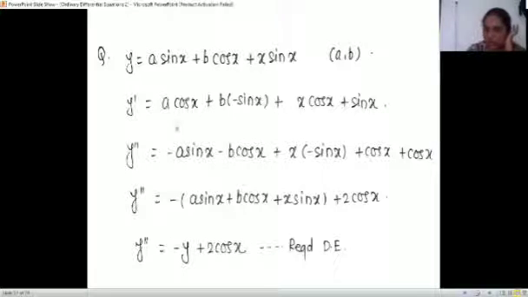Again differentiating, so derivative of cos is minus sin, sin and cos as it is, then u into v, x into minus sin plus cos, derivative of x is 1 and derivative of sin is cos. So finally, collecting these terms together, we can get a sin x plus b cos x plus x sin x by taking the minus sign outside and the remaining 2 cos x as it is. But this is actually y. So y double dash is minus y plus 2 cos x. This is the required differential equation, where order is 2 and degree is 1 again.